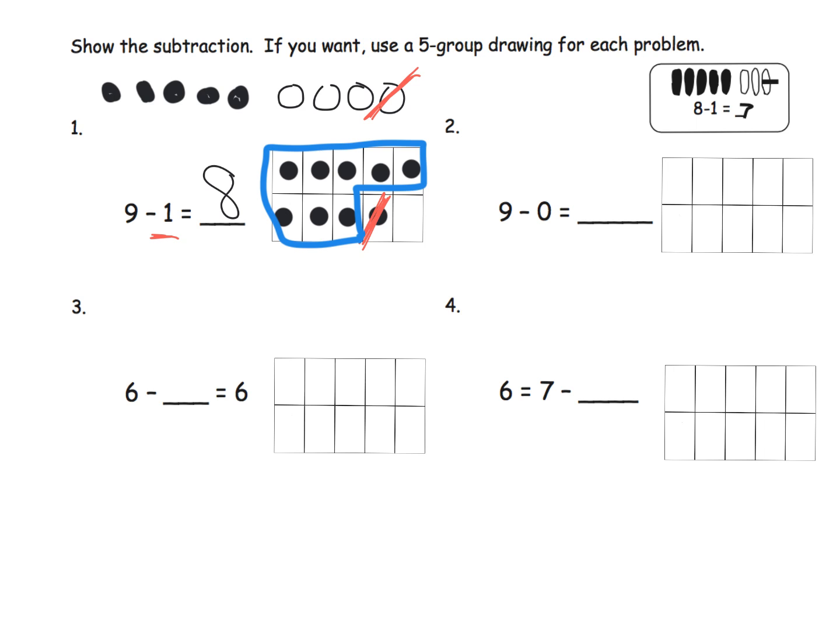I will take a look at question 3 right down here. We're going to begin by modeling the 6, and that's this 6, not this 6. So we're going to model the 6, 1, 2, 3, 4, 5, 6, and then we're being told we have to cross off something so that we have 6 left over. Well, that means we're not going to cross off anything. So that means it's 6 minus 0 is equal to 6. Just a little bit of a heads up there.